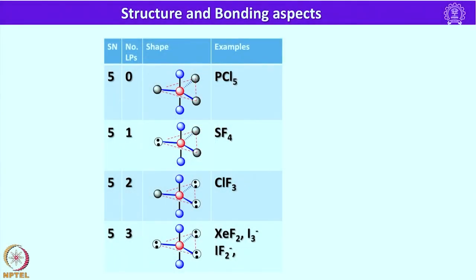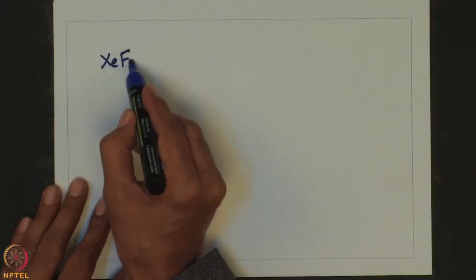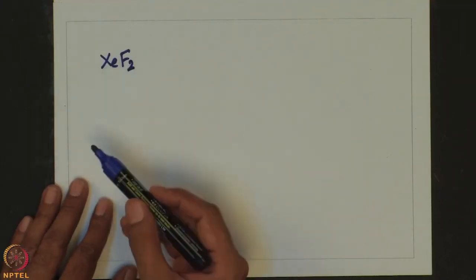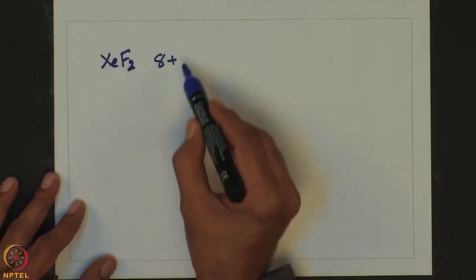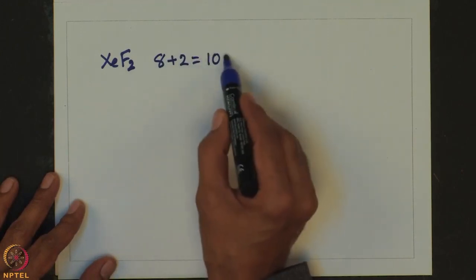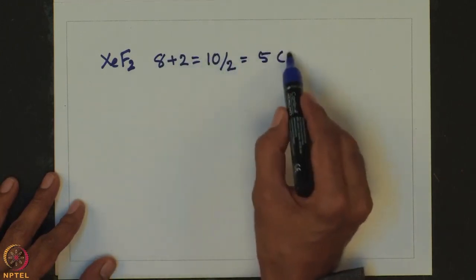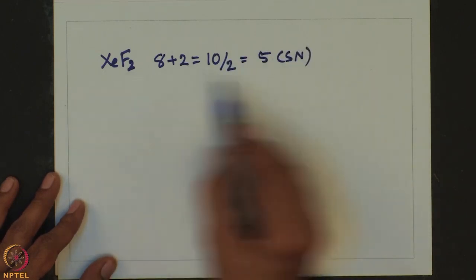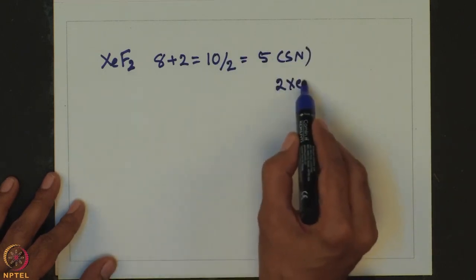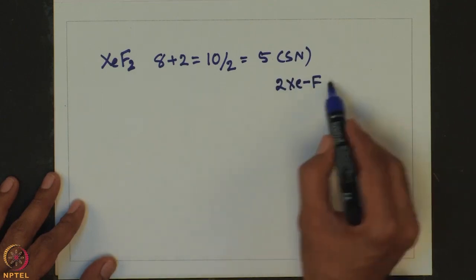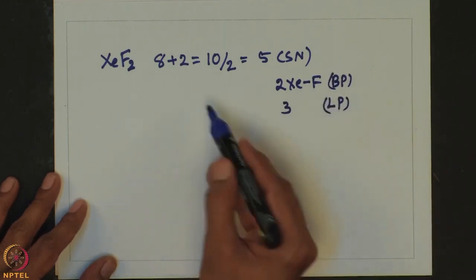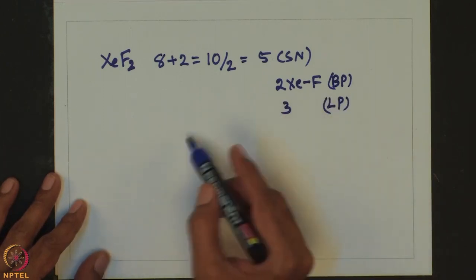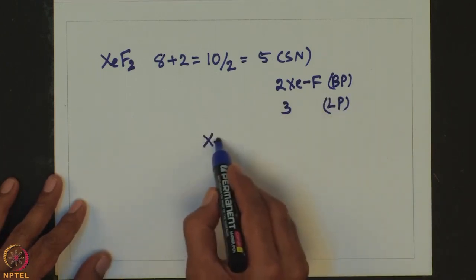because here we have more lone pairs. XeF2. This has 8 electrons, 5s2 5p6 electronic configuration, so we have 8 electrons. And one electron each is coming from fluorine. So we have again 10 electrons, 10 divided by 2 equals 5 is the steric number. And in this case we have 2 Xe-F bonds, this is bonded pair, and 3 lone pairs are there. So geometry is again trigonal bipyramidal, Xe at the center.